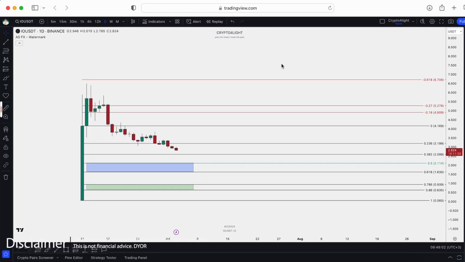Today I would like to show you the updates for the IO USDT trading pair on Binance with my customer Cursor. Let's dive in.